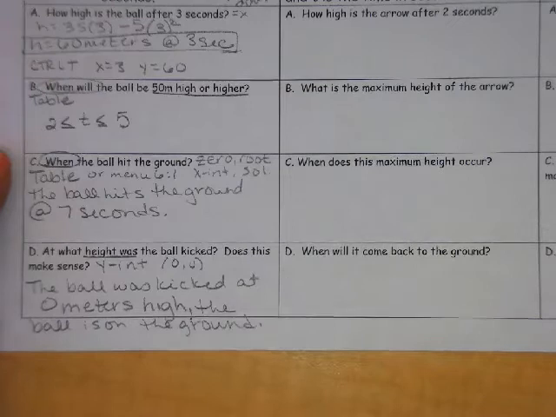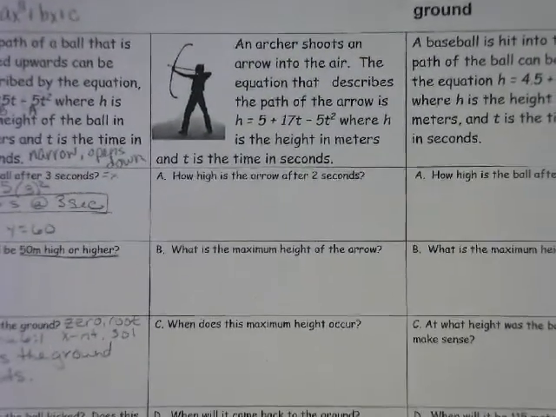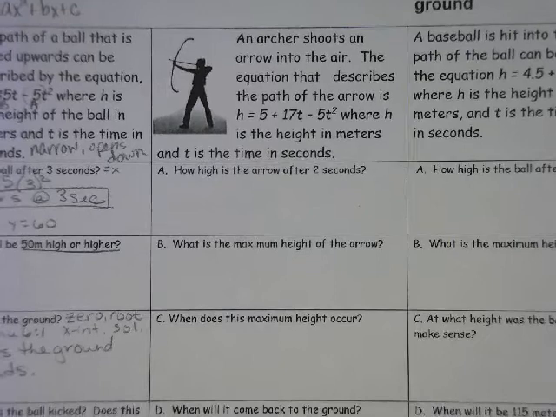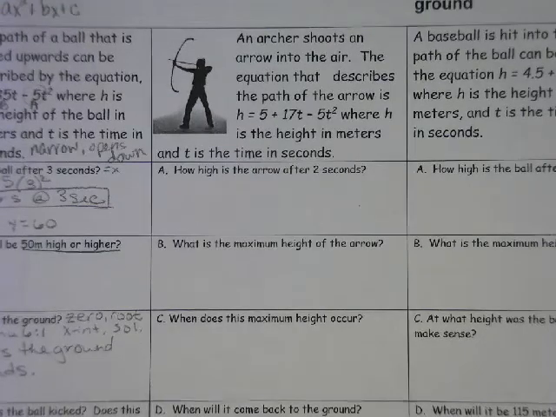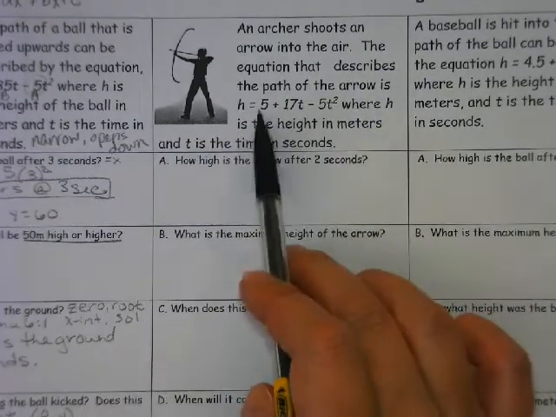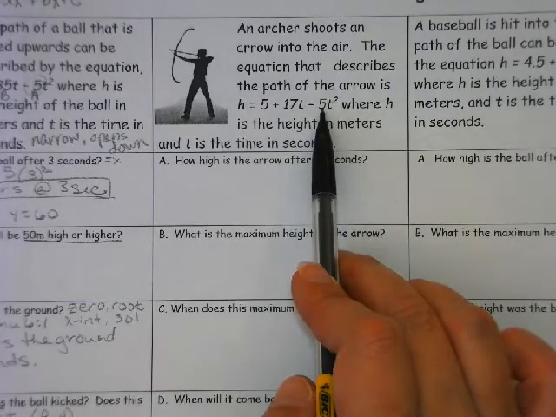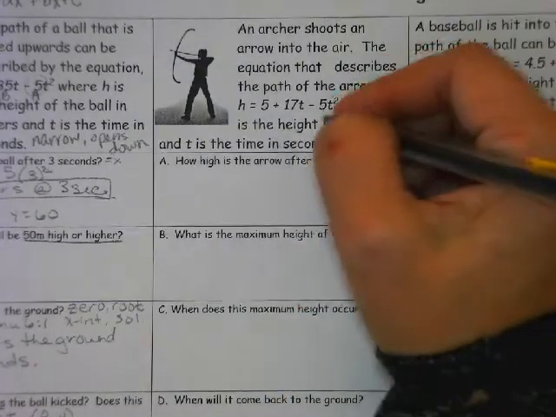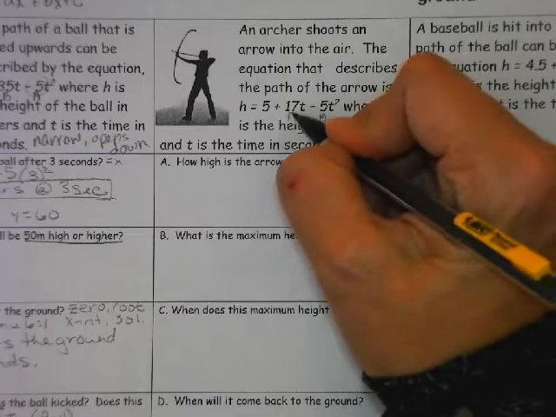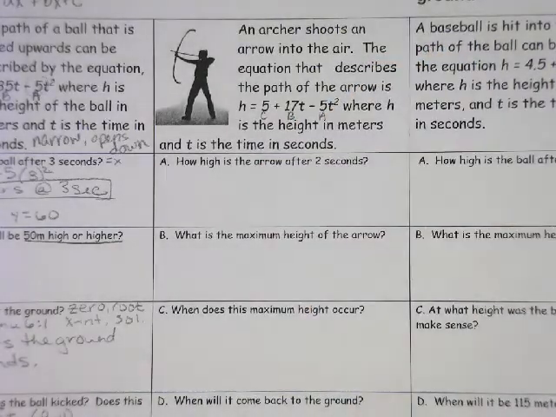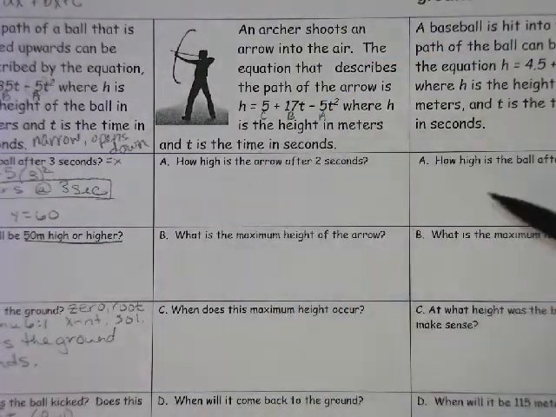All right, how do we feel about these word problems? All right, we're going to do the second one. The second one is talking about an archer. They shoot an arrow into the air. The equation that describes the path of the arrow. Again, notice this is backwards. Usually when A is negative, they like to put it at the end. I don't know why. But this is our A, this is our B, and this is our C, where H is the height in meters and T is the time in seconds.